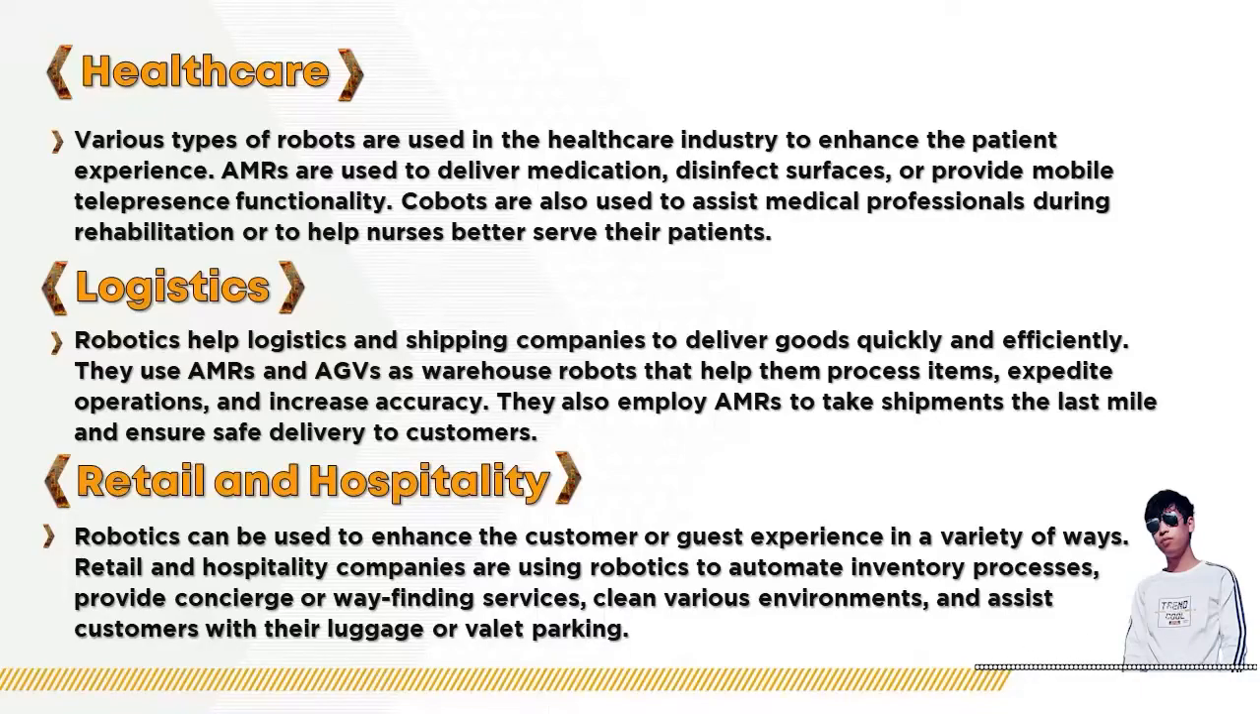For logistics, robots help logistics and shipping companies to deliver goods quickly and efficiently. They use AMRs and AGVs as warehouse robots that help them process items, expedite operations, and increase accuracy. They also employ AMRs to take shipments the last mile and ensure safe delivery to customers.